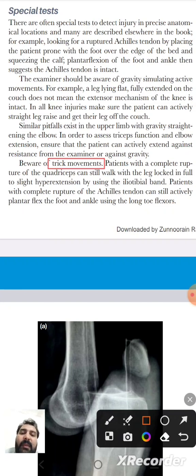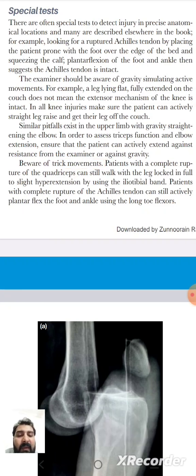A patient with complete rupture of the Achilles tendon can still actively plantar flex the foot and ankle using the long toe flexors. These are the trick movements. When examining the patient, you should be aware of the trick movements, whether he is using the other muscles or it is actually the Achilles tendon itself. So it is important to be aware of the trick movements.